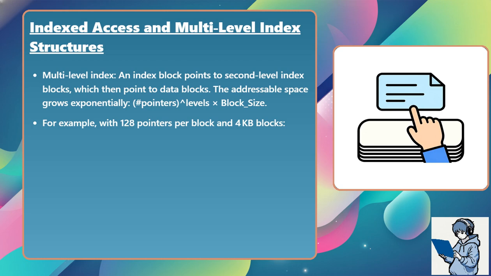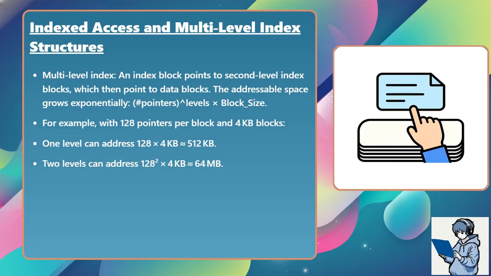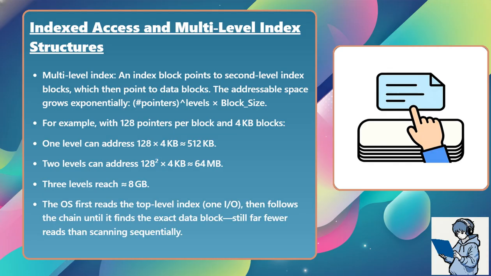For example, with 128 pointers per block and 4 kilobyte blocks, one level can address 128 times 4 kilobytes, approximately 512 kilobytes. 2 levels can address 128 squared times 4 kilobytes, approximately 64 megabytes. 3 levels reach approximately 8 gigabytes. The operating system first reads the top-level index, 1 IO, then follows the chain until it finds the exact data block. Still far fewer reads than scanning sequentially.